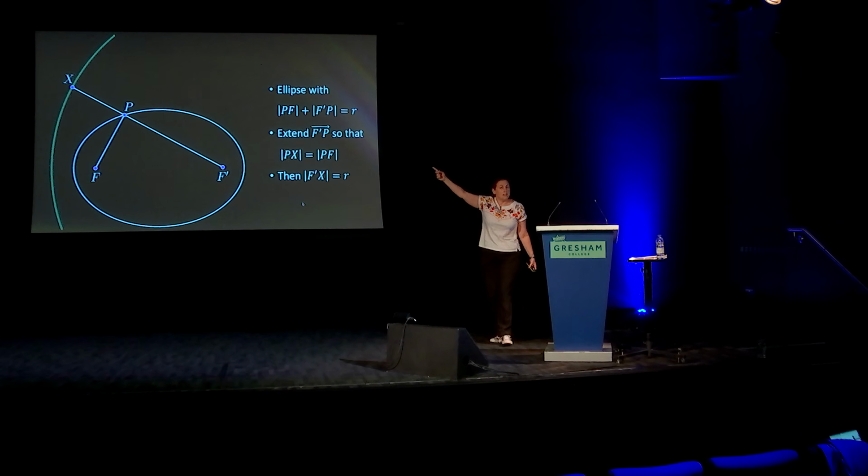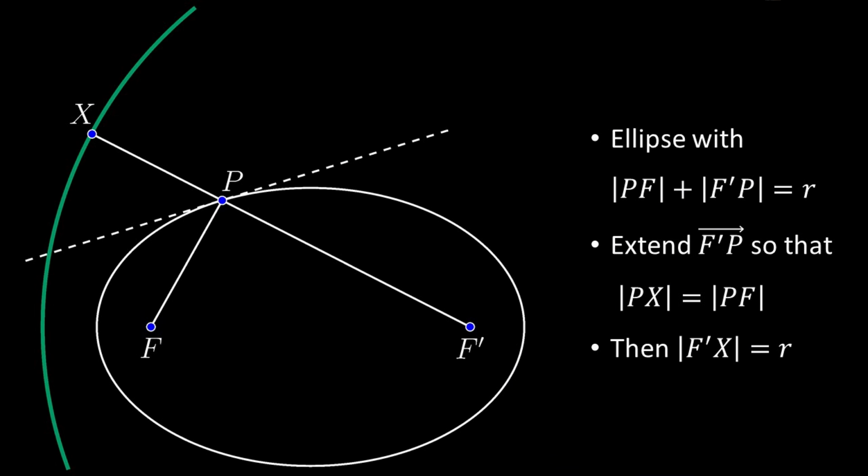So these points X actually lie on a circle whose centre is f dash and whose radius is r. And you can do this for all the points P on the ellipse and get all these points X. So you can make a circle, in theory, out of these points X. That gives us a way to construct an ellipse. It's really quite cute. Here's what you do.